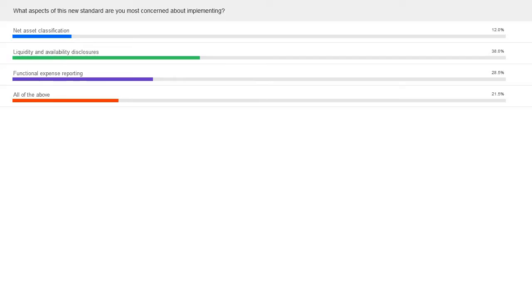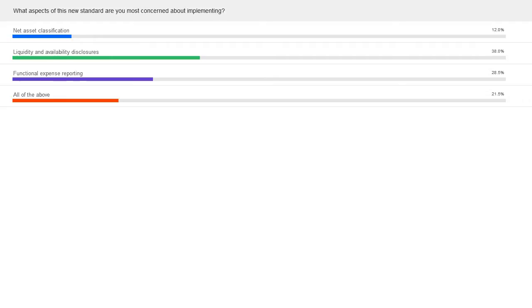Well, very good. I'm glad to see that with the net asset classification, it looks like people are feeling pretty good about that. I believe that it does simplify the face of the statement. Certainly, there's still a lot of disclosures related to those net asset classifications. The liquidity and availability disclosures certainly will have an impact on a lot of organizations. And so certainly something that, as Danielle was talking about earlier, you want to spend some time thinking about and how that will be implemented.